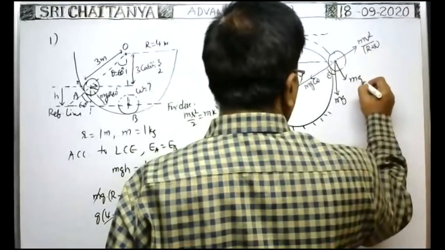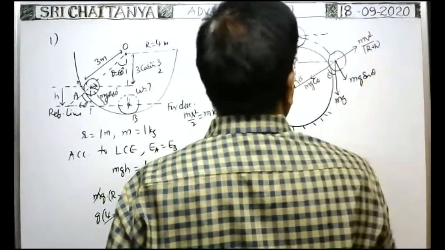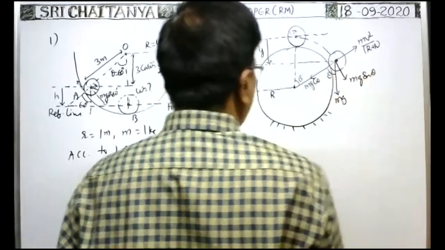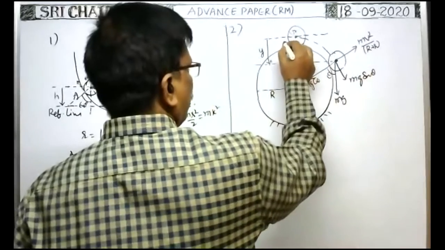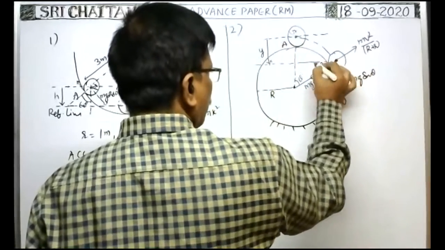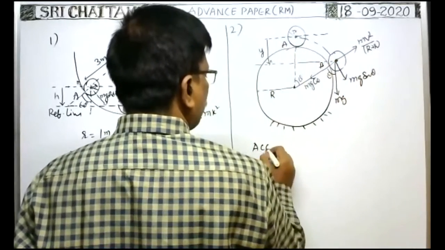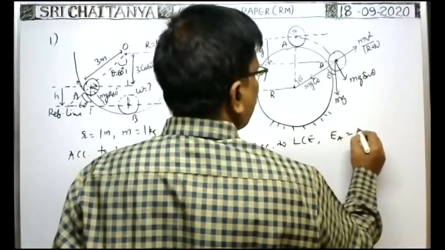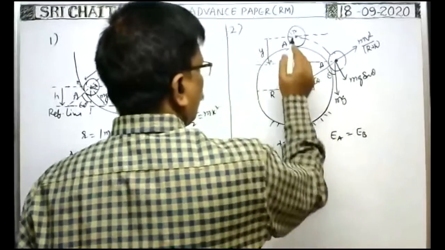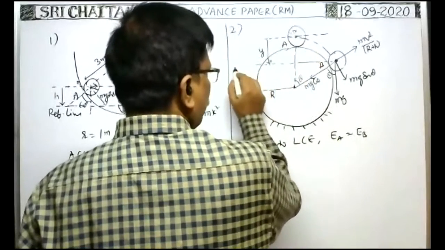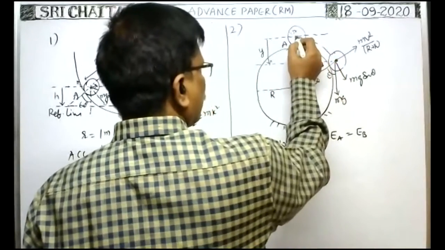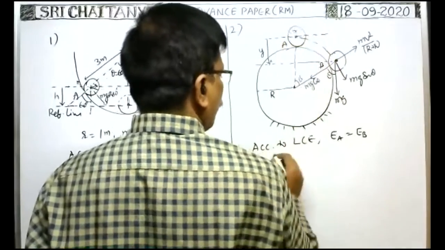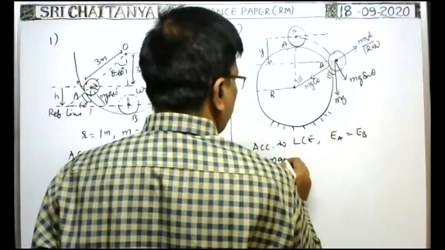Of course, this component of weight is mg sin theta. Angular velocity they asked at this moment. So here, as it is rolling without slipping, definitely according to law of conservation of energy, total energy at A is equal to total energy at B. Total energy at A means initially from this reference line, the center mass of the cylinder is at a height y. It has no velocity, no angular velocity. That's why it is having only potential energy mg into y.